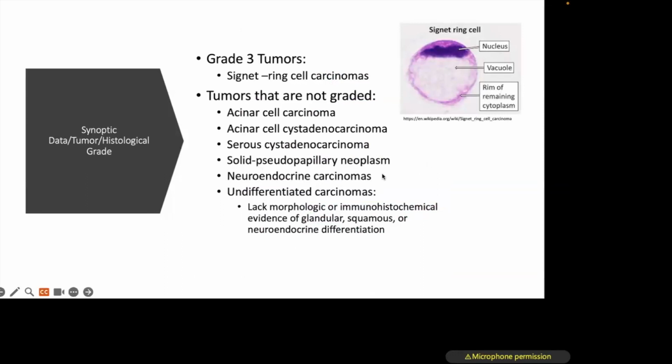SPNs, solid pseudopapillary neoplasms, usually have a really good prognosis. They're very benign, so they're not assigned a grade either. And they usually don't come from the ducts.